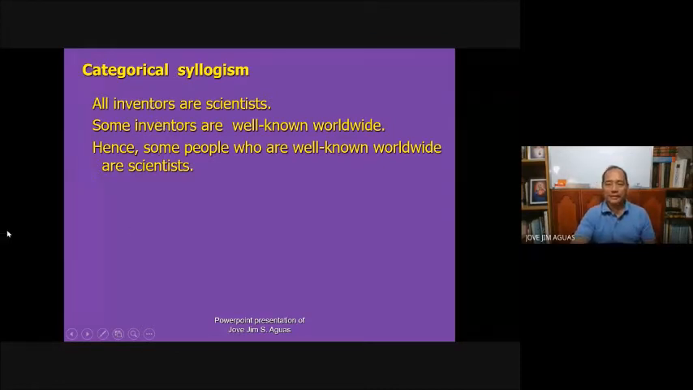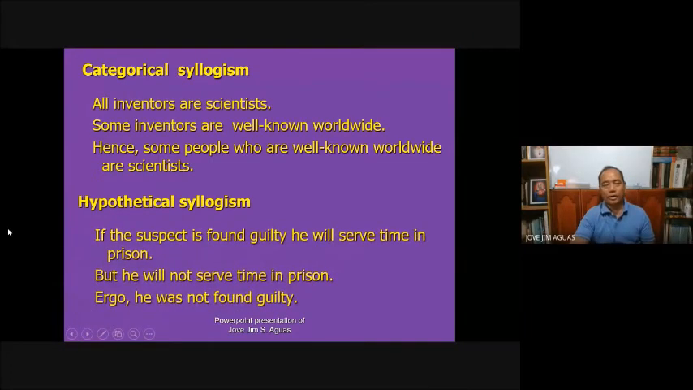Okay? Now, the second type is the hypothetical syllogism. So it will be composed of hypothetical propositions. So here, the main proposition, the first proposition is, if the suspect is found guilty, he will serve time in prison. This is a conditional proposition. And then the second statement and the last statement, this is the conclusion. So the last is the conclusion. This is a categorical proposition. So the difference between categorical and hypothetical is that in a categorical syllogism, all the propositions are categorical, while in a hypothetical syllogism, one of the propositions, and usually it's the first premise, is a hypothetical proposition. Okay, so that's the difference between the two.